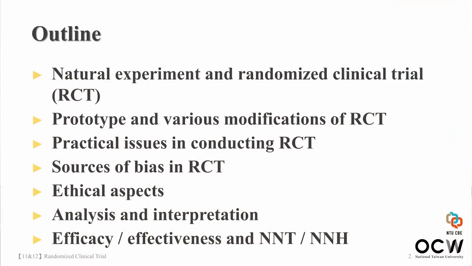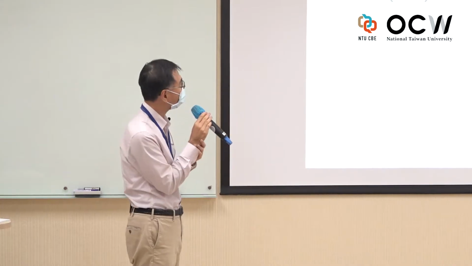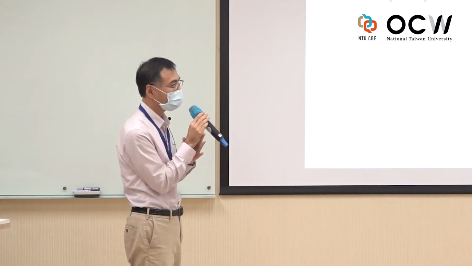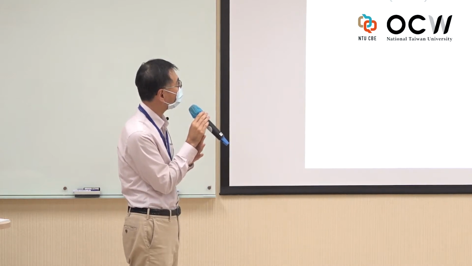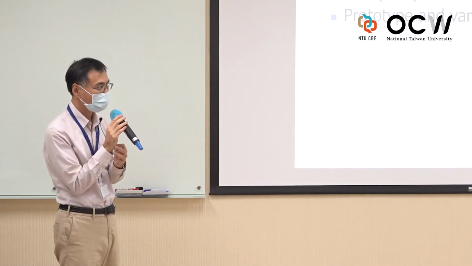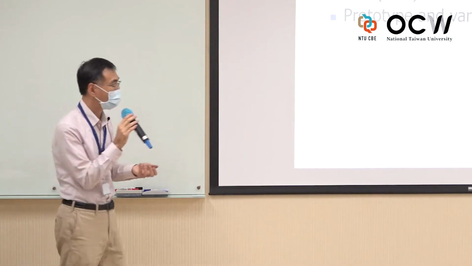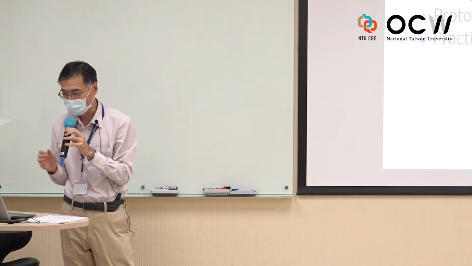Okay. So first of all, let's start with the outline. The origin of a randomized control trial is a so-called natural experiment. So I'm going to tell you what makes them different, what the essential components of a natural experiment are, and how it would be even better if we could perform the study by randomized control trial. Again, I will start with the prototype of the study design and the various modifications based on the prototype of RCT. We do it for different purposes. It depends on the characteristics of the intervention and also the characteristics of the outcome. So then we need to modify the prototype to make it better in response to those specific characteristics.